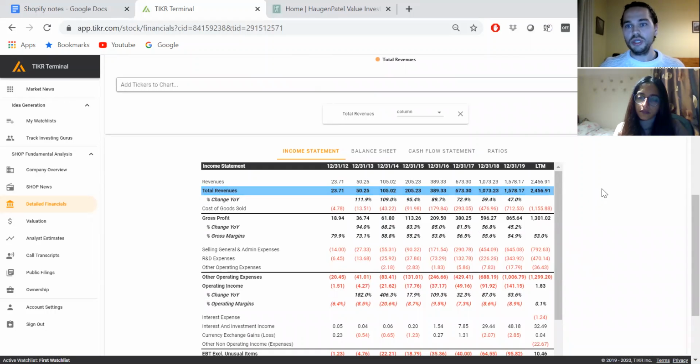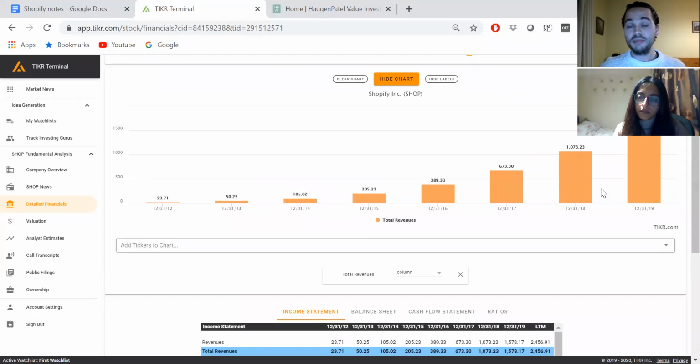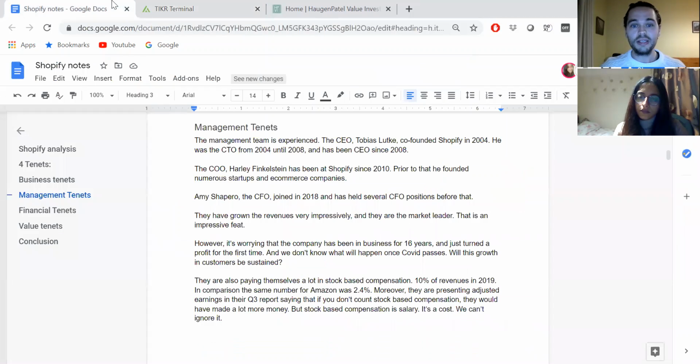So that's a huge increase. The fact that they've been able to do that is very impressive. Notwithstanding that they're losing money, the fact that they're able to grow this business in this fashion is, I must say, very impressive. So that's the good part about management.